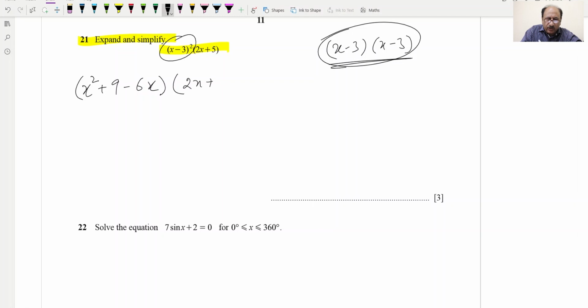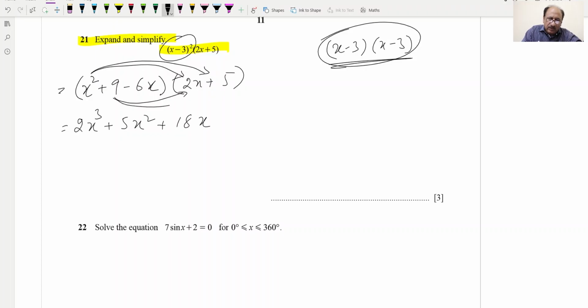So 2x plus 5. Now we can multiply x squared with x, and we will get what? We will get 2x cubed. Then x squared with plus 5, we will get plus 5x squared. Then 9 with 2x, so it will be plus 18x, and next 9 with 5 will be 45.